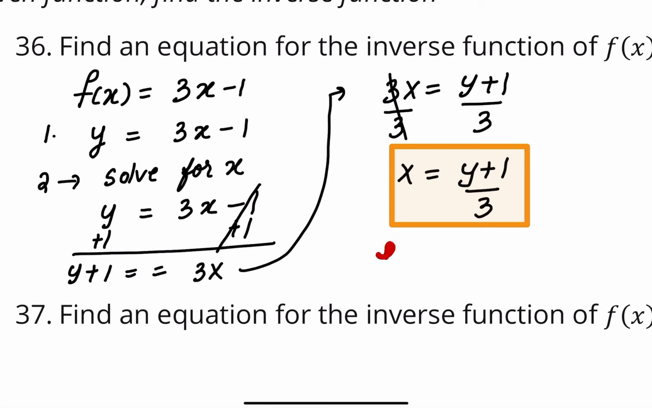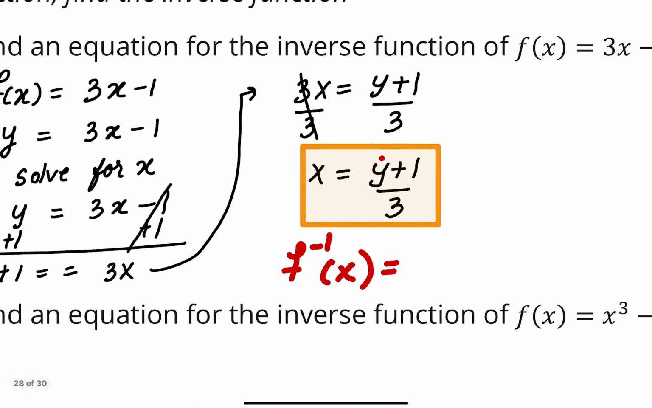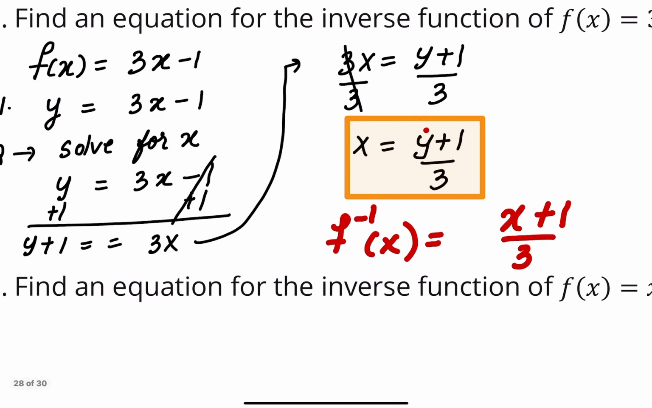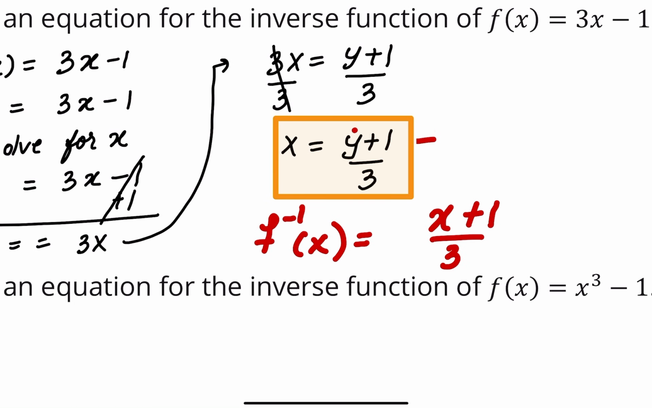But how do you write that? You write it as f inverse of x is equal to, now you're going to replace your y with x, because remember, when you're talking about the function f inverse of x, everything has to be in terms of x. So x plus 1 over 3. Your final step, step 3, is to replace your y with x. And that is your inverse function.